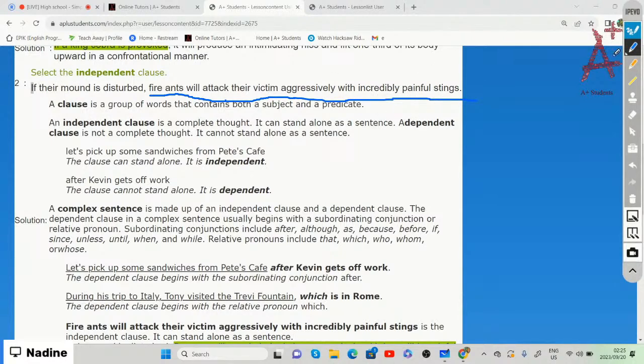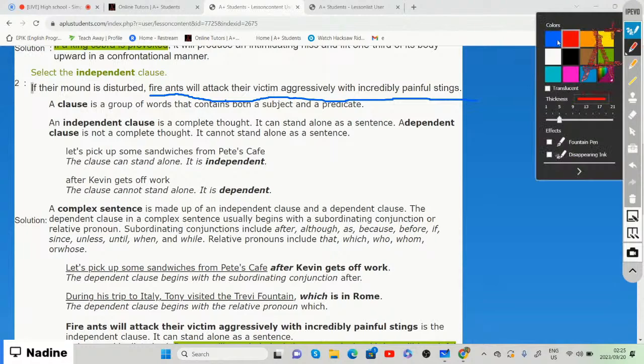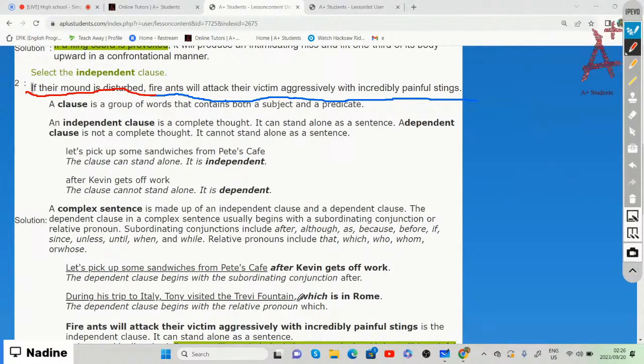And the part that I'm still underlining is a dependent clause. It starts with the subordinating conjunction if. And a dependent clause cannot stand on its own.